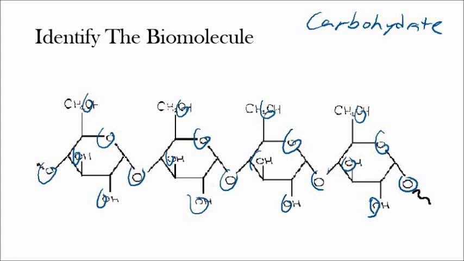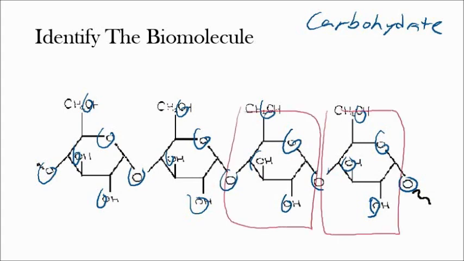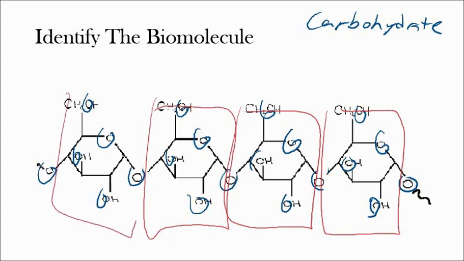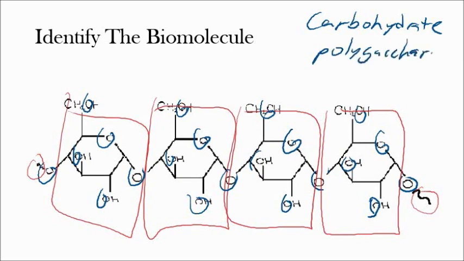Now, the next thing we're going to try to look at is: is it a monomer, is it a dimer, is it a polymer? And you can see that they have these nice little subunits, this hexagon shape, and there are actually 4 of them in this example, but this little squiggly line tells us that it actually goes on more. So because it has more than just one of those subunits, we're going to call it a polymer. And in this example, for a carbohydrate, we call that a polysaccharide. So this is a polysaccharide, which is a type of carbohydrate.